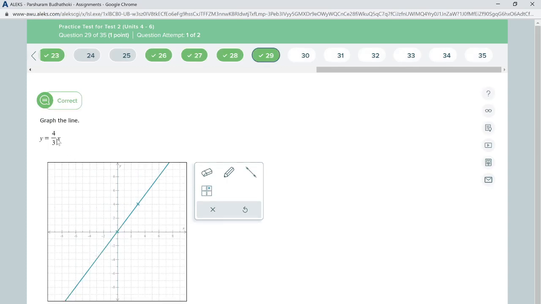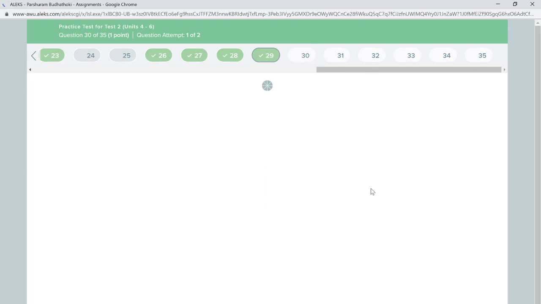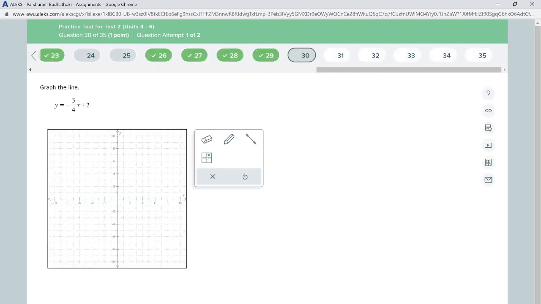Or you can use some other value of x for finding another point. That's up to you. Graph the line, very same idea. I'm going to skip it.